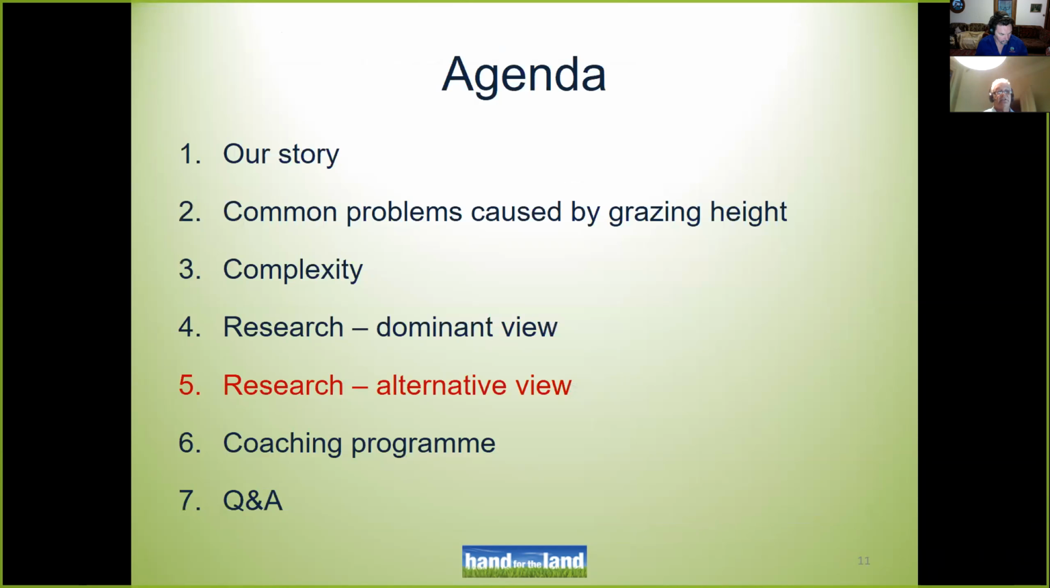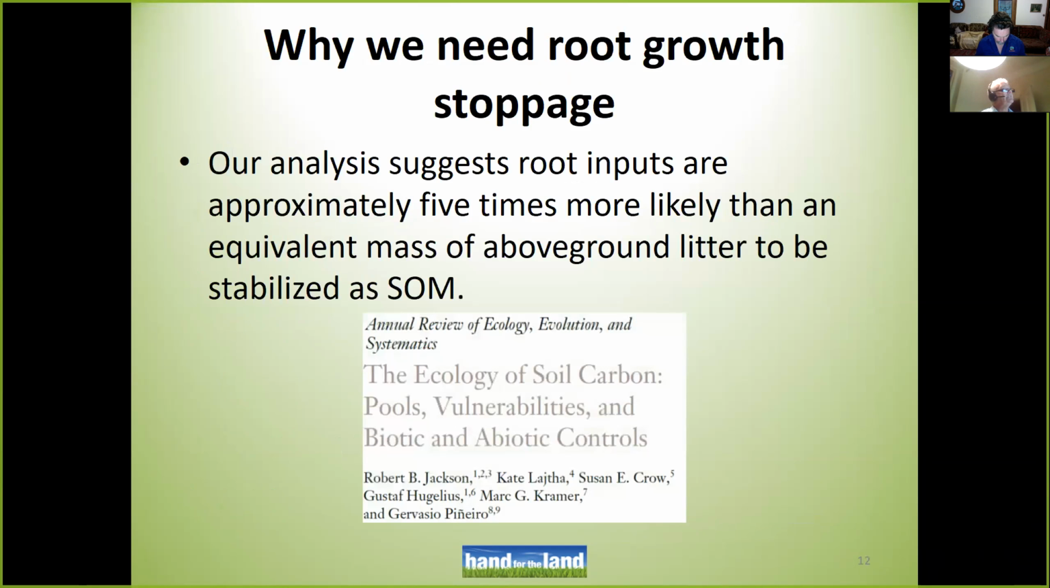So what's in the alternative view? I've been asking why we would need root growth stoppage. It's really clear that the roots are more likely to form soil organic matter, the SOM, than the above-ground plant parts. The roots and the liquid carbon pathway are all driven by what's happening underground.